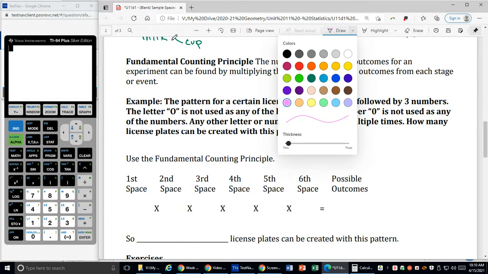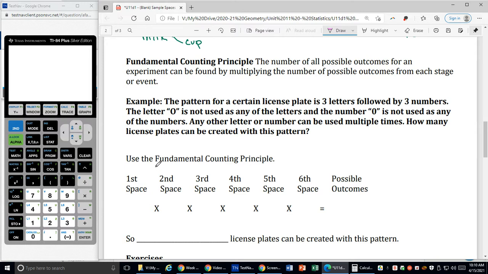Okay, so when I think about my fundamental counting principle, we are going to be having 6 different things we're going to do. Now, imagine a tree diagram where for the first 3, you're breaking each one up into the number of letters you could choose. There's 26 letters in the alphabet. We're using all of them except O. So that means I have 25 options if I was making a tree diagram for that first column.